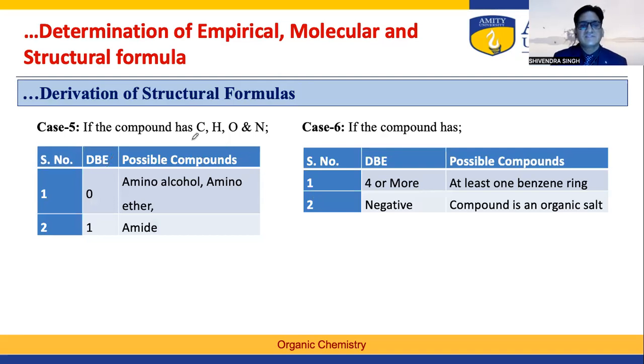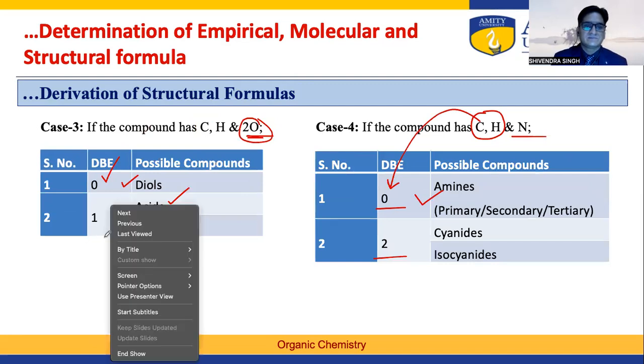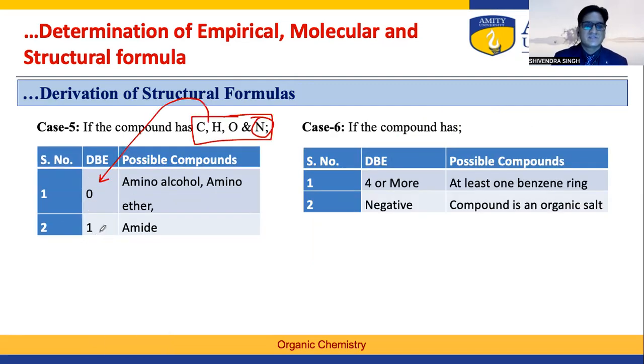Okay, case 5: if a molecule has carbon, hydrogen, oxygen, and one nitrogen also, what could be the possible framework in the molecule? Based on this molecular formula, if the dB value is 0, then it could be an amino alcohol or amino ether. If the dB value is 1, then we say this is an amide.